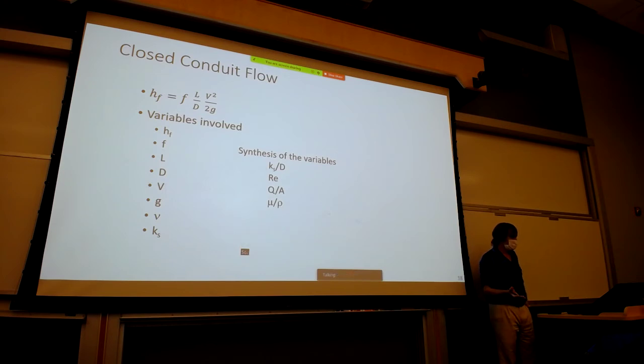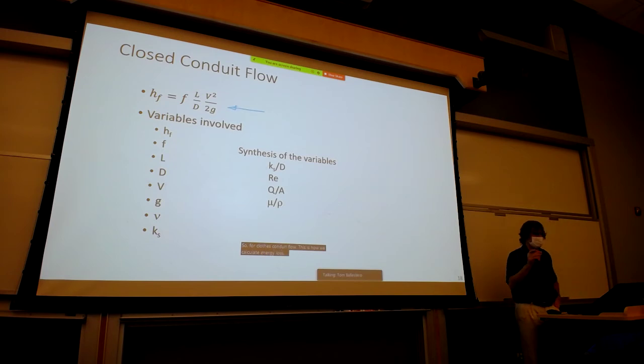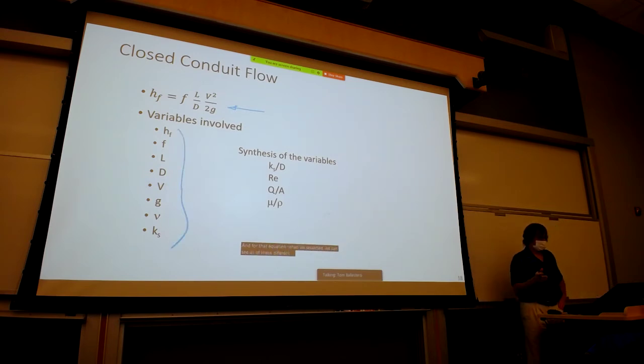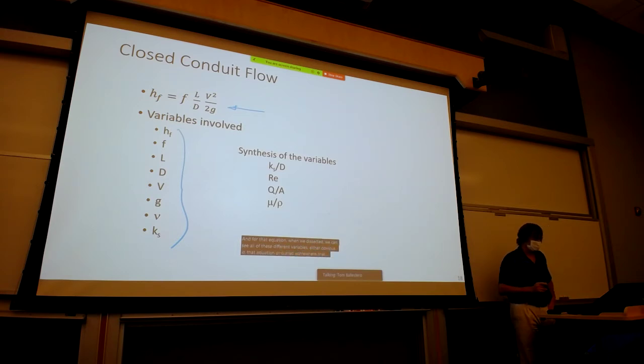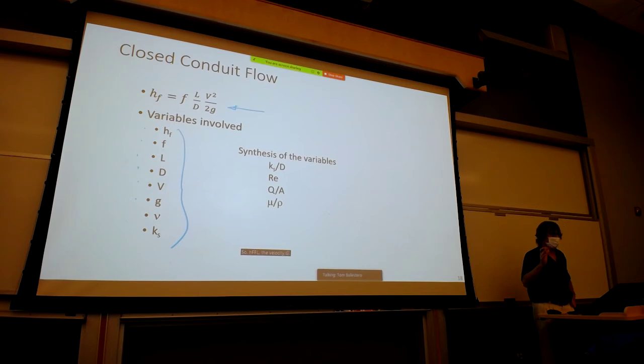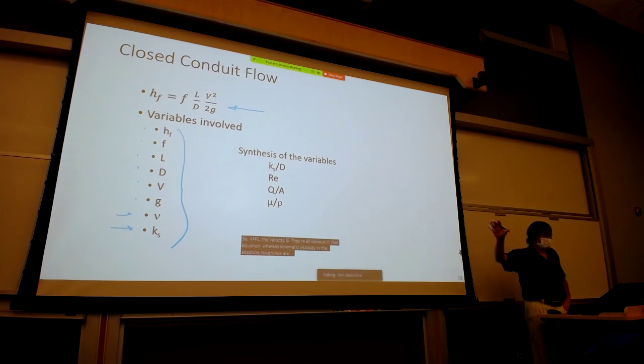So for closed conduit flow, this is how we calculate energy losses, or energy losses due to friction specifically. And for that equation, when we dissect it, we can see all of these different variables either obvious in that equation or buried somewhere in that equation. So h sub f, L, D, velocity, g, they're all obvious in that equation. Whereas the kinematic viscosity and the absolute roughness are buried in the friction factor.